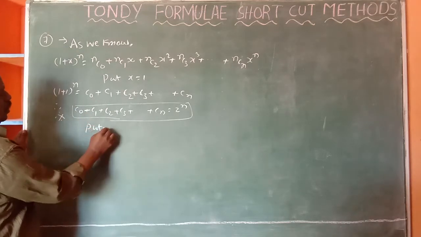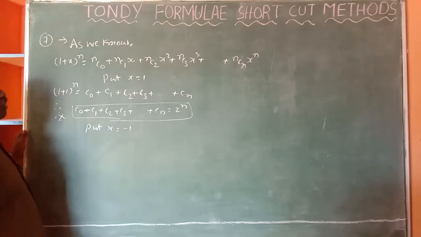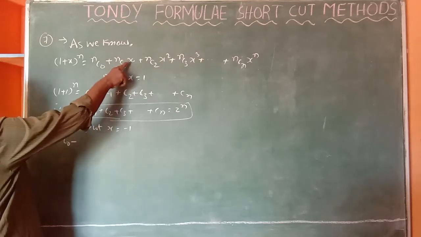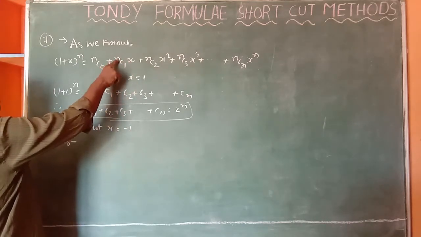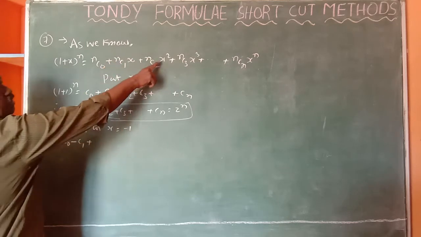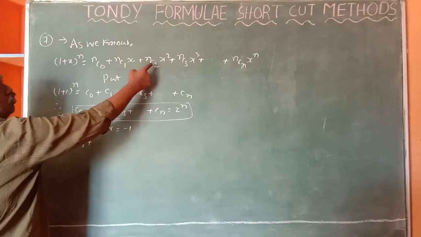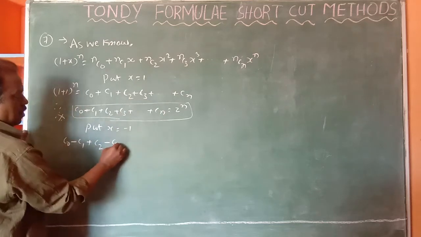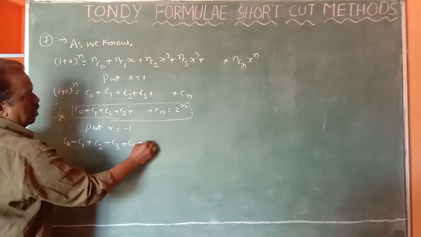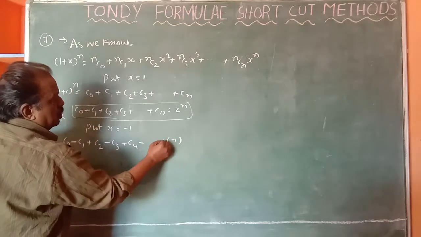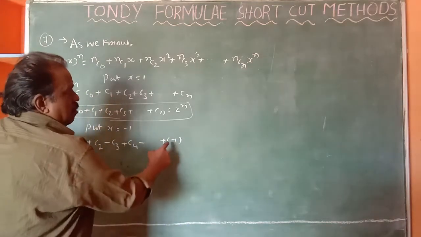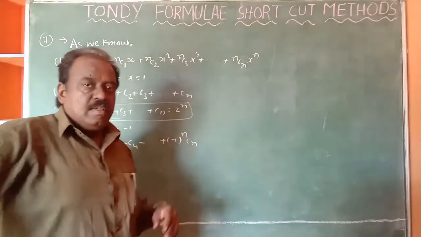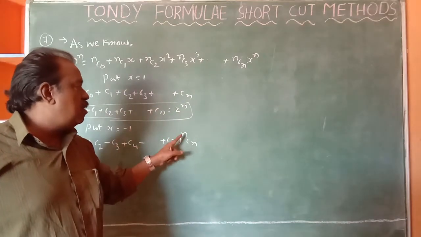Again, if you substitute x equal to minus 1, then you see, first I will write the RHS. It is C0. Here x is equal to minus 1. So minus nC1, that is C1. Minus 1 square is 1. 1 into nC2 is C2, plus C2. Again it is C3. Next C4. And it's going on. The last one is, the nth term is (-1)^n Cn. Here (-1)^n: if n is even, we get a plus. If n is odd, we get a minus.